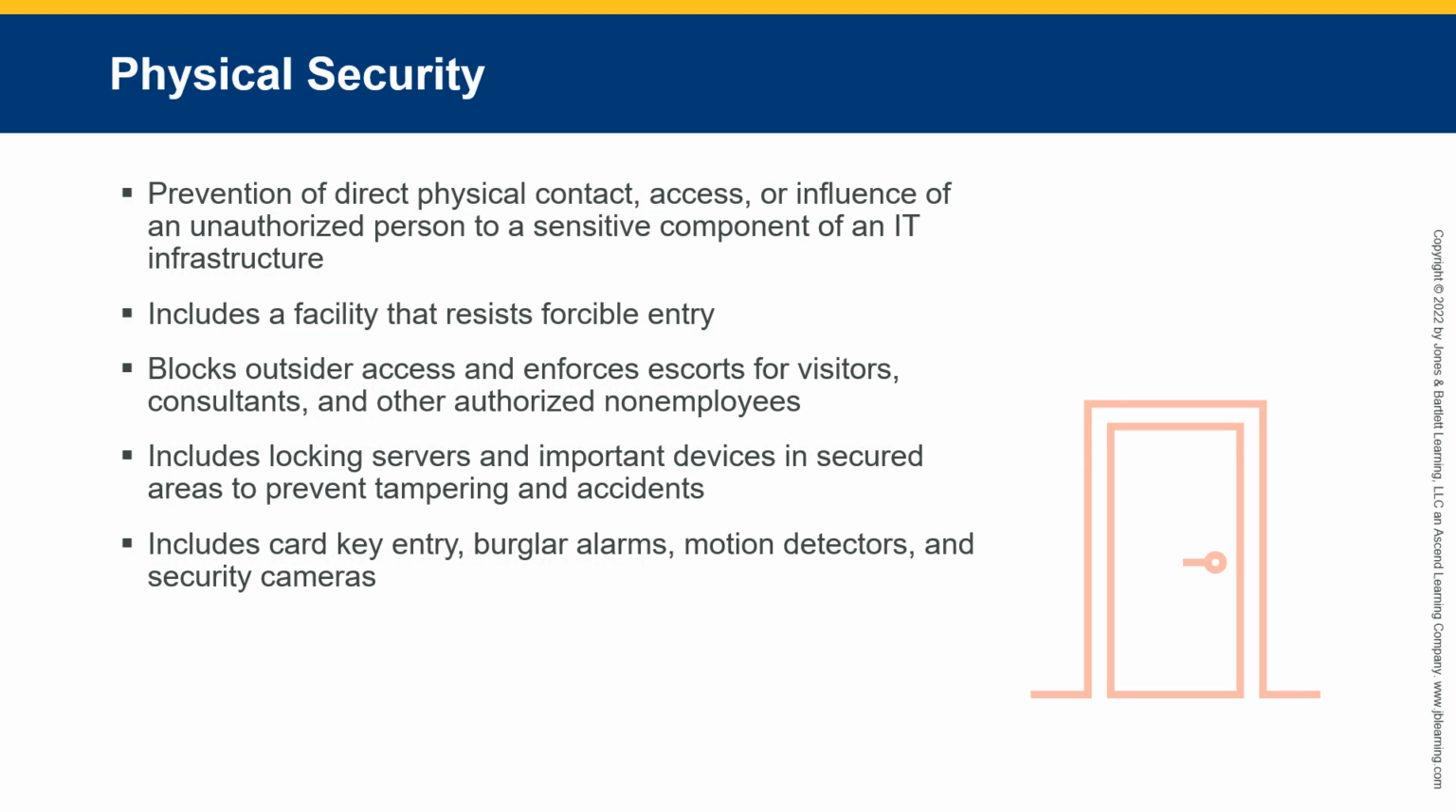So let's talk about some physical security. This is the prevention of direct physical access to a system by unauthorized individuals. All right, so you don't want people going into your servers, your firewalls, into your data center without being authorized. This includes facilities that resist forcible entry.